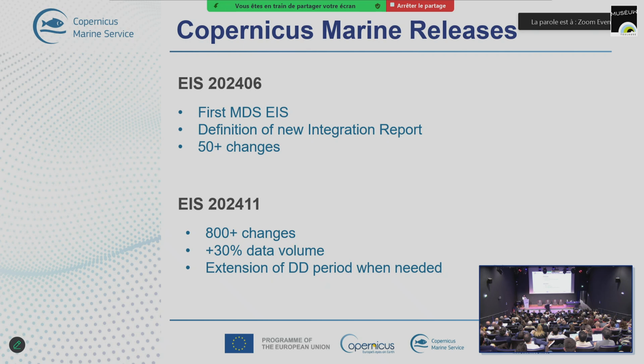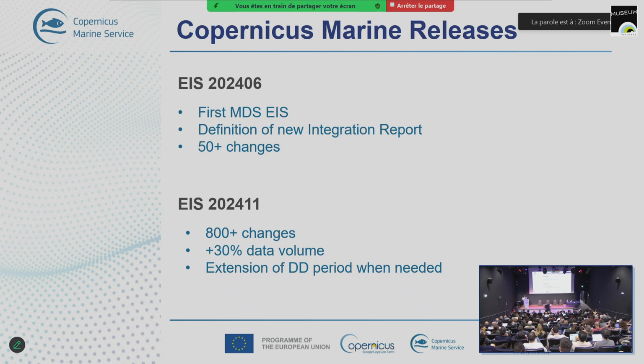In terms of management, in 2024, we handled the two releases, the June release and the November release. The June release was a small release, but it was very important for us because it was the first release for the Marine Data Store as operational. So it was important, and the system worked fine. Everything worked very well, and it also allowed us to define the first integration report that we use internally with Mercator for following all the evolutions and the status of the components in the Marine Data Store.